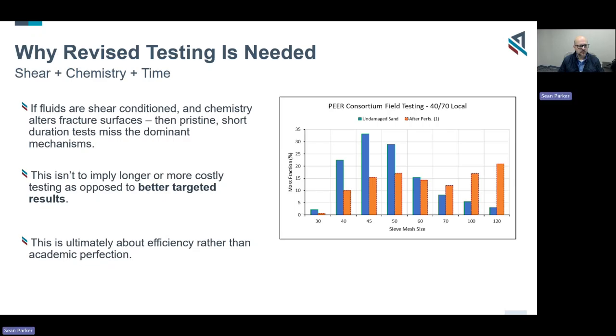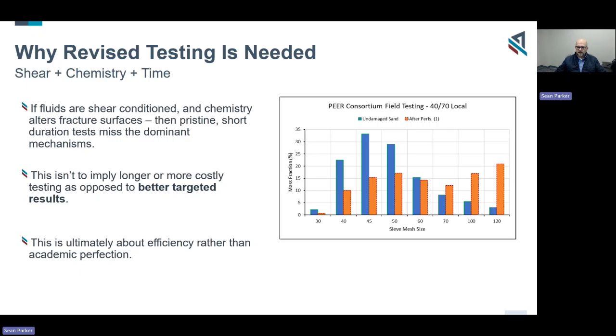And that's a considerable difference. So if our fluids are shear conditioned and the chemistry is altering these fracture faces, then again, this testing wherein we're looking at clean, short duration tests misses the dominant mechanisms. And again, that's something that we've known before, but knowing what we know now with the shear history, as these fluids and proppants are undergoing through the perforations, that's kind of a game changer in my book.